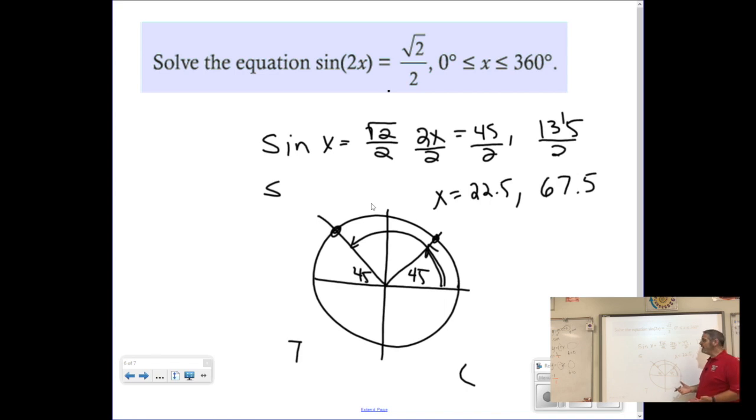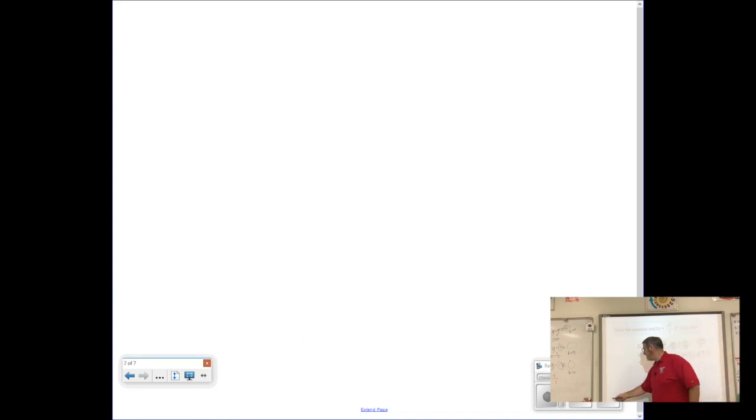Now, for cosine, it would be different because remember, cosine would be positive here and here. If this would have been negative, it would have been here and here. So it all depends on what they're asking you for. And I believe that's it for today. It's a nice short lesson.